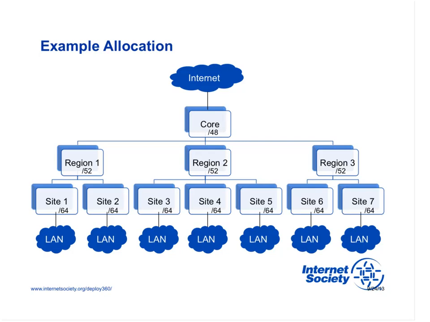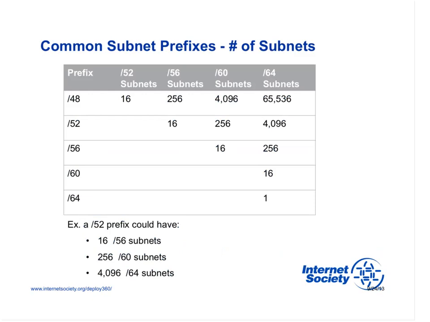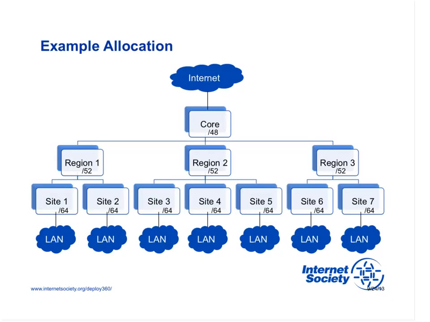Now, if I go back a slide for a moment, you can see from my chart that for a /48, I've got 16 /52 subnets that I can allocate. So in this picture, the core router has allocated 3 of those to the routers for region 1, region 2, and region 3. So there could be 13 more regions that could each receive a /52 within this overall address space that is being managed for this company.